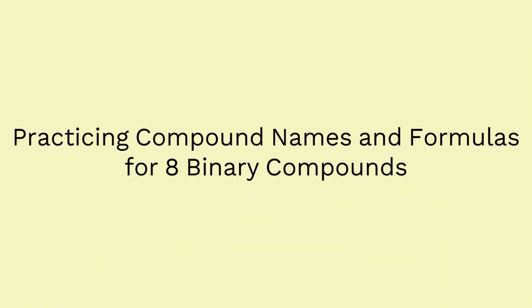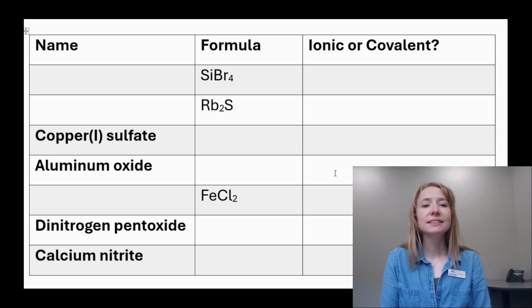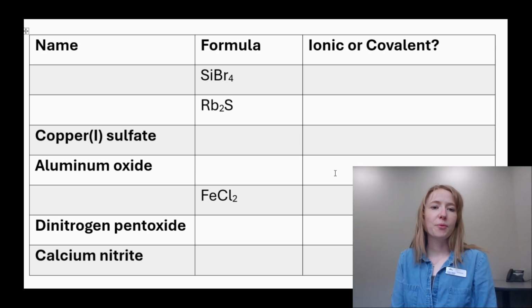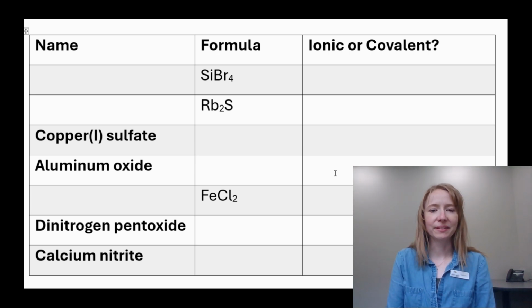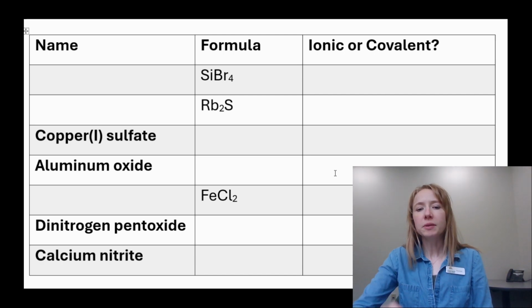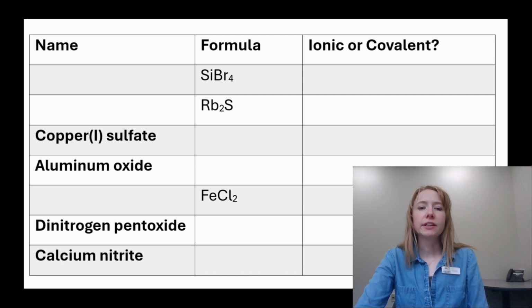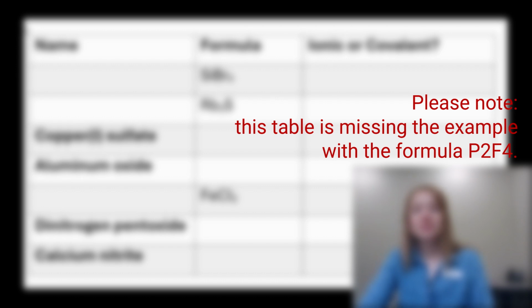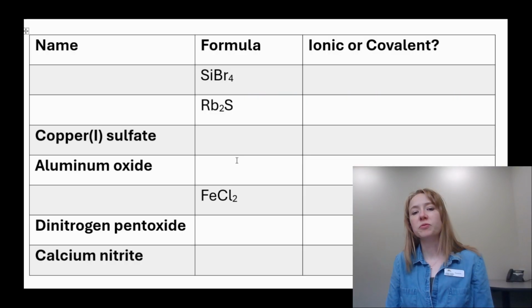Hey everyone. So this is a video that is going through practicing determining the name or the formula for ionic or covalent compounds. And so we're going to be looking at these 8 specific compounds. And you can see in this table either the name or the formula is missing. So we're going to need to go back and forth between the name and the formula.